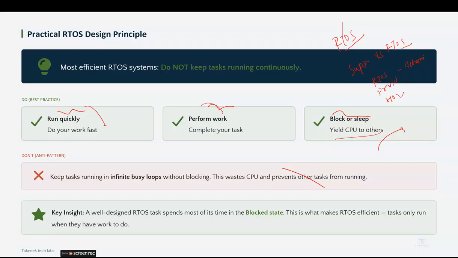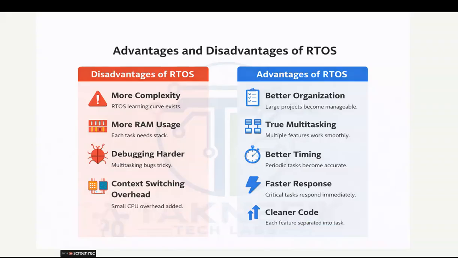And it's not working, it's not utilizing CPU. Whenever it gets called and the conditions happen, it will come back, run quickly, perform work, and then go to sleep. That's how the real design should work. Keeping a task running in an infinitely busy loop without blocking will hog the CPU and prevent other tasks from running. Key insight: a well-designed RTOS task spends most of its time in the blocked state. This is what makes RTOS efficient. Tasks only run when they have work to do.